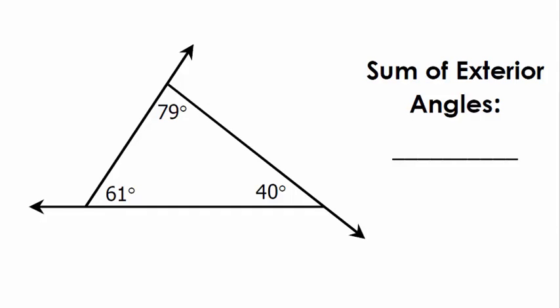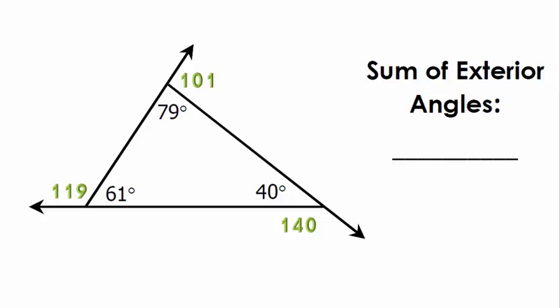If we take a look at the first one over to the far left, 61 degrees, we can see that the exterior angle is going to be 119 degrees because both of those are supplementary to each other. Now, the other angle up at the top, 79, the exterior angle will be 101 degrees because again, they are supplementary to each other, and 180 minus 79 is 101. And finally, we have a 40-degree angle, and the exterior angle will be 140 degrees.